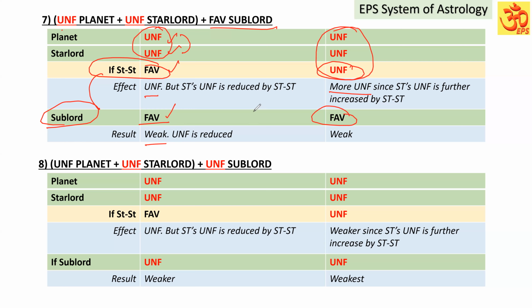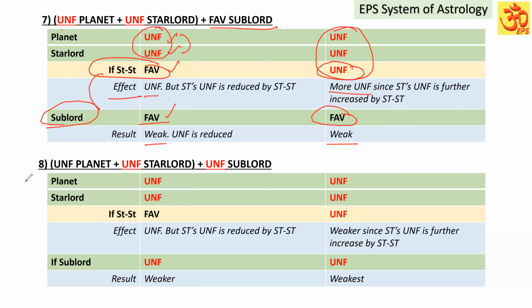Here you can see in the same way the sublord is favorable. But the planet, star lord, and star lord of the star lord have already given the effect of more unfavorable. So only the sublord is favorable. That is also weak only. Here it is weak, but the unfavorable is reduced because the 2 consequent levels are good. Here the comparative weakness is going to be more when compared to this. Based on step number 5, the role of the support planet, the impact can get reduced or increased. I hope you have understood.